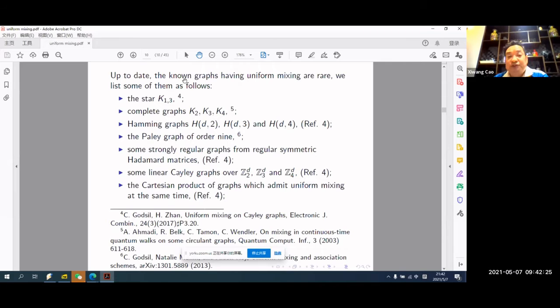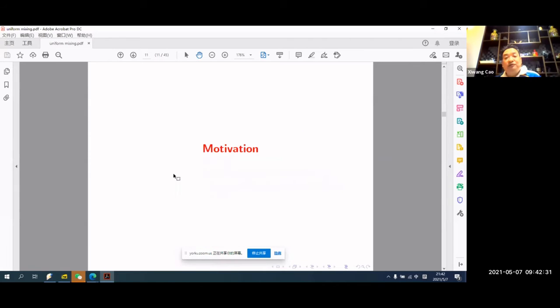I don't know other results. I just know this one. So we want to find more graphs admitting uniform mixing, and we want to give some characterization of graphs which have uniform mixing. This is the motivation of our research.